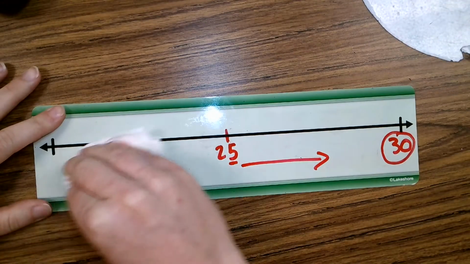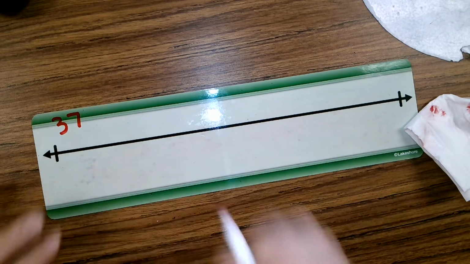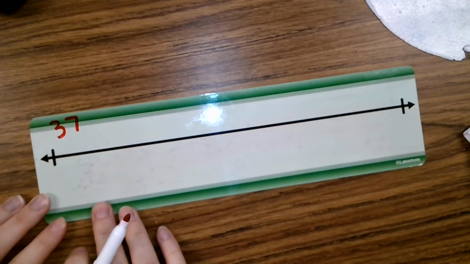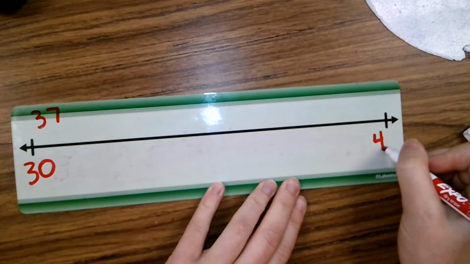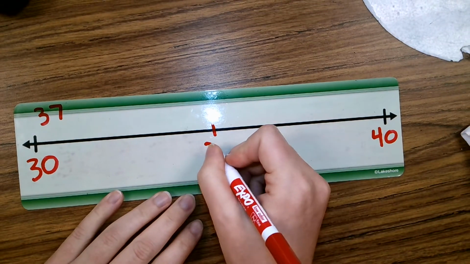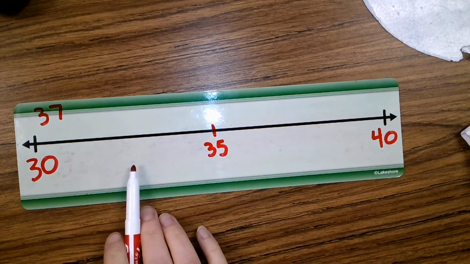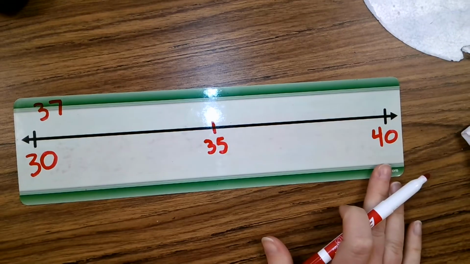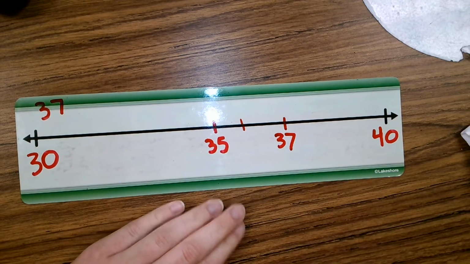Our next number is going to be 37. Okay? So let's find out what two tens 37 is between. Well, it's in the 30s, so we know it's going to be 30, and then the next 10 is 40. And what's halfway between 30 and 40? 35. Now, is 37 going to be on this side or this side? That's the question. Well, we know that 37 is more than 35, so it's going to be between 35 and 40. So let's just go along our number line, 36, 37. So we'll put 37 right about there. Okay?